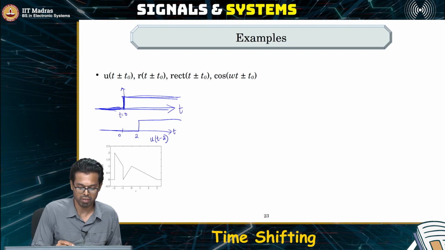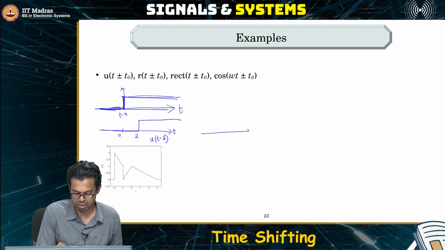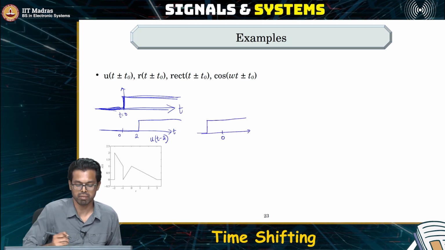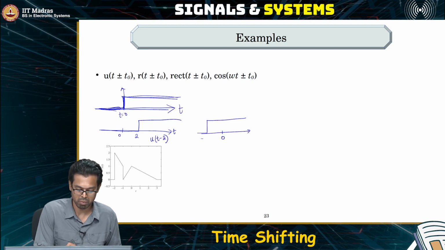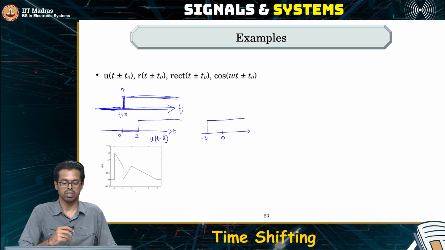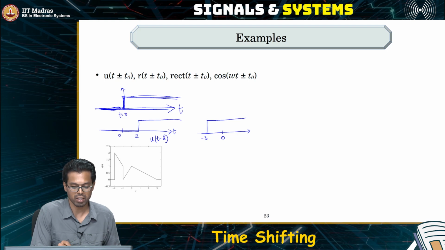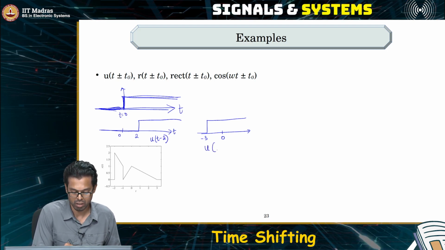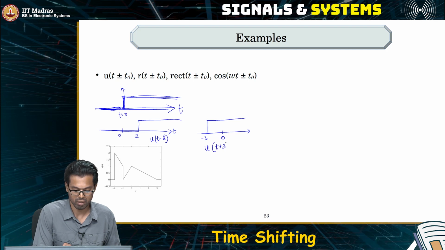Now, how do we advance this? Let's say we are advancing this by 3 seconds, which means at minus 3 itself, I need to start saying this function. So, graphically, this is how you represent it. But analytically, how do you represent it? You have t plus 3.